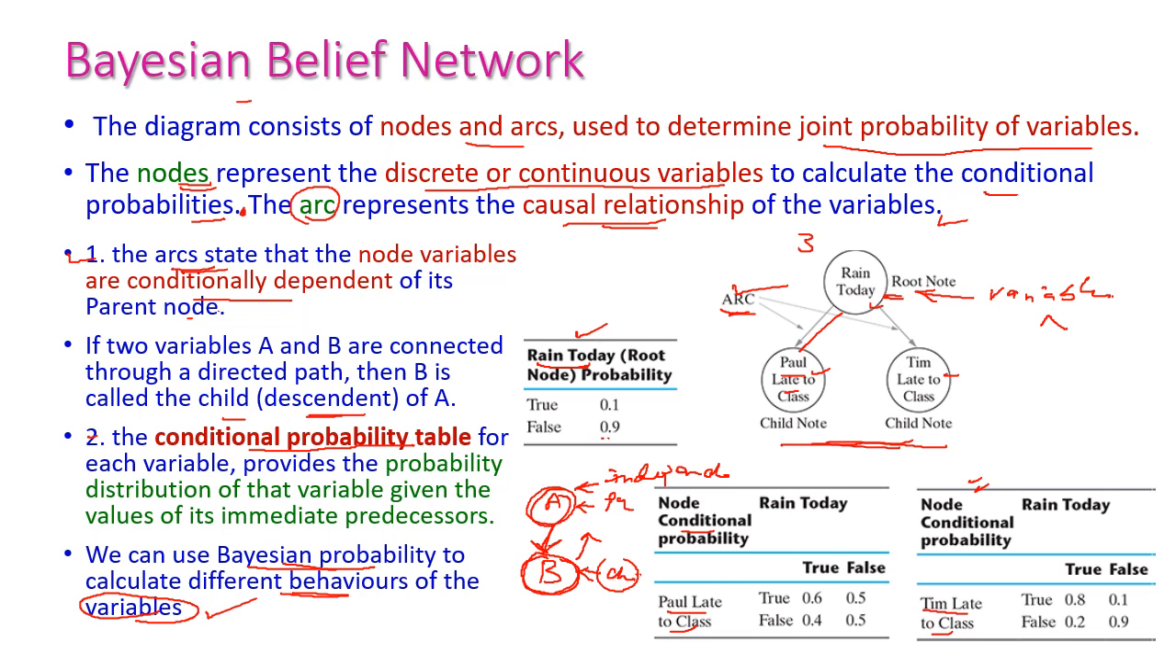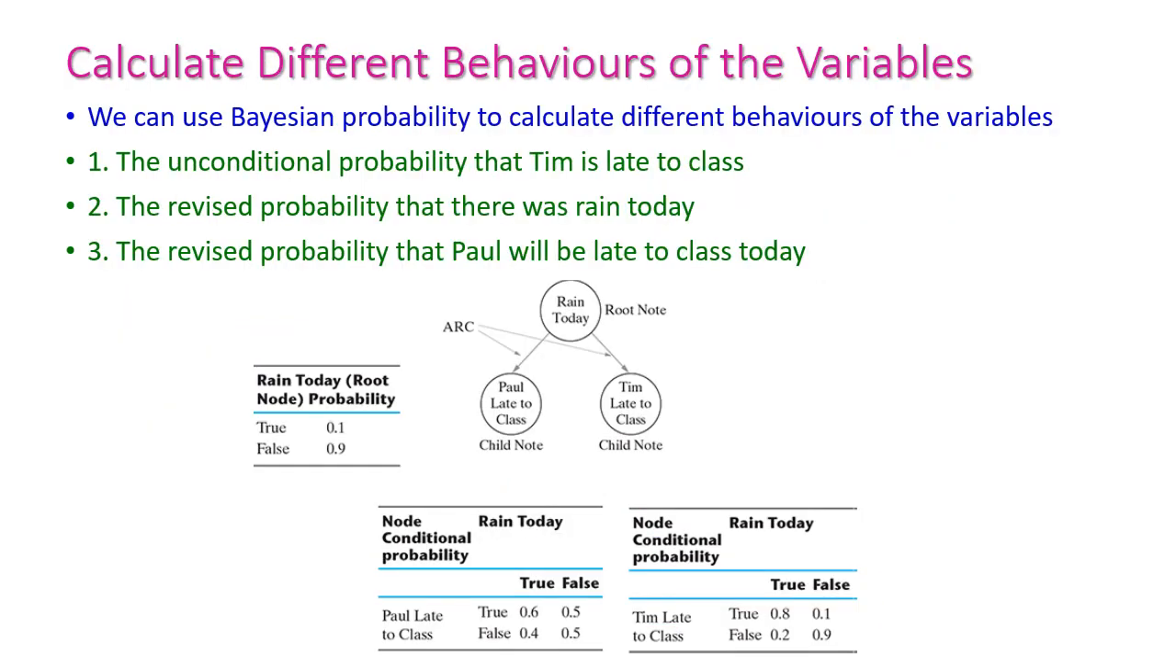Let us see the problem now, and this is the Bayesian belief network. In this network, the root node is rain today. This is the independent variable, and two dependent variables are there. The first one is Paul late to class and the second one is Tim late to class. So these two are dependent variables.